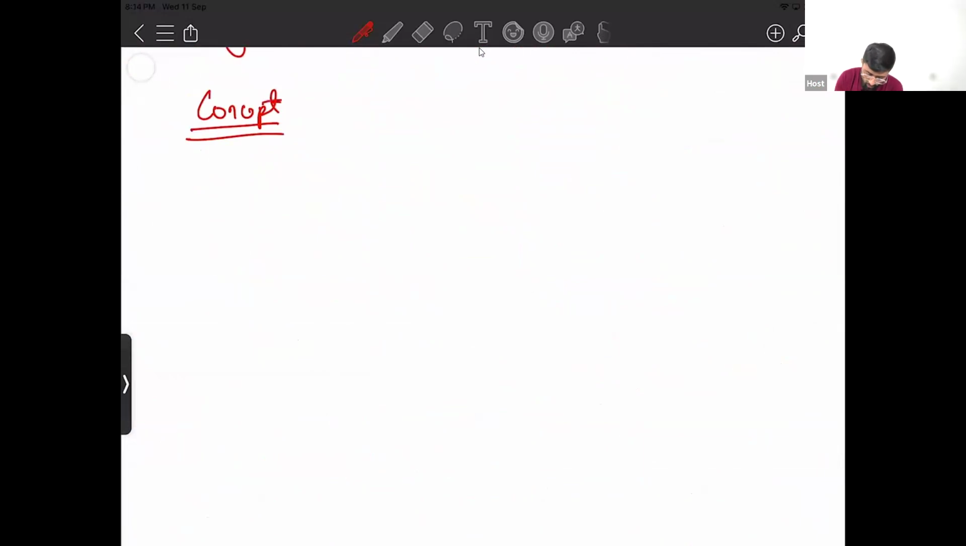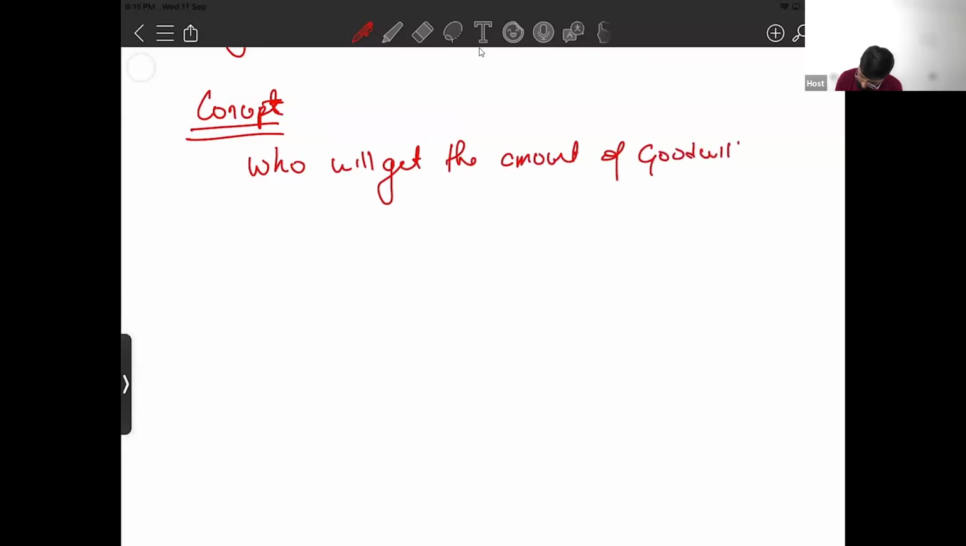The concept: who will get the amount of goodwill? Who will get the amount of goodwill?